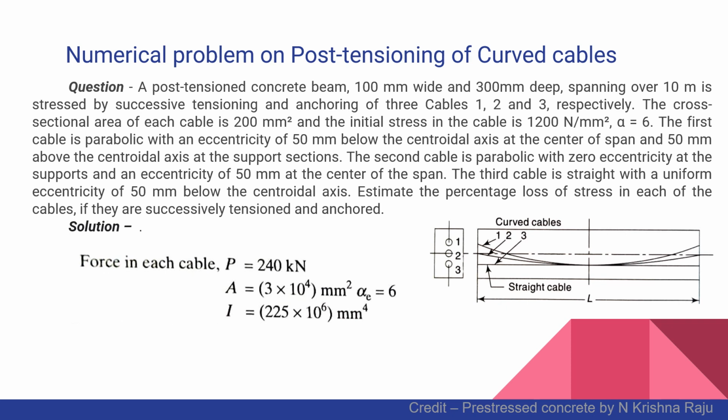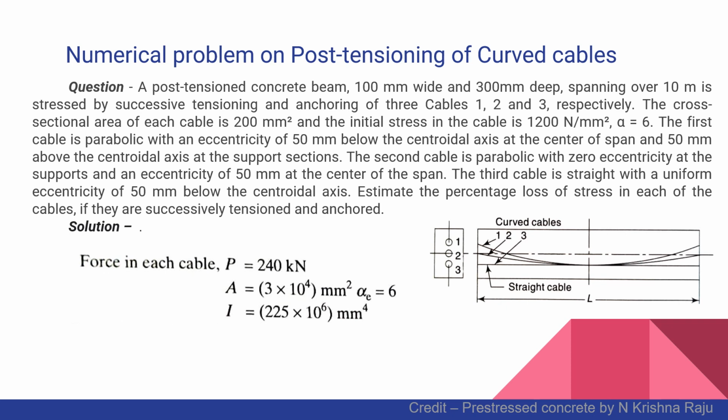The first cable is parabolic with an eccentricity of 50 mm below centroidal axis at the center of the span and 50 mm above the centroidal axis at the support section. The second cable is parabolic with zero eccentricity at the support and eccentricity of 50 mm at the center of the span. The third cable is straight with uniform eccentricity of 50 mm below centroidal axis. Estimate the percentage loss of stress in each of the cables if they are successively tensioned and anchored.